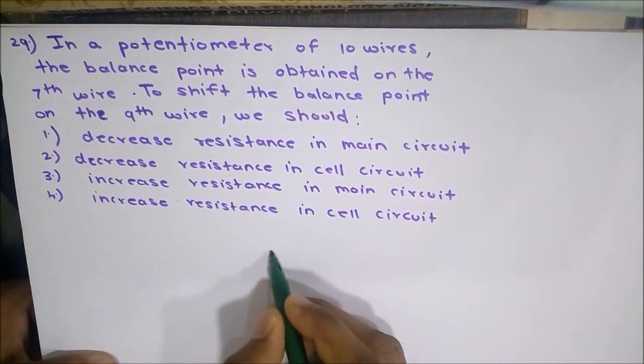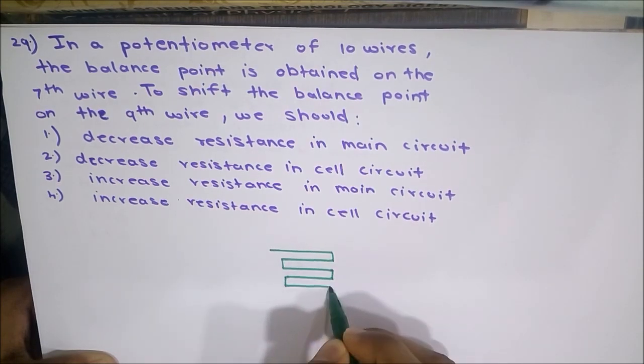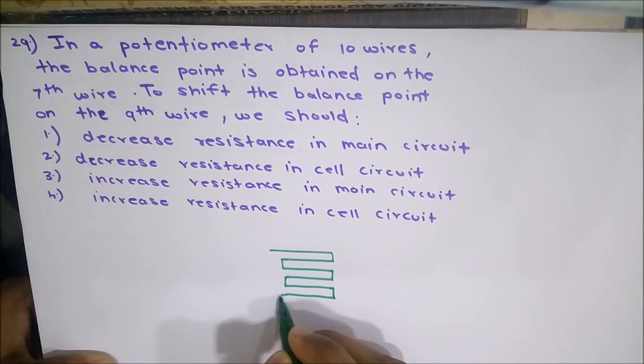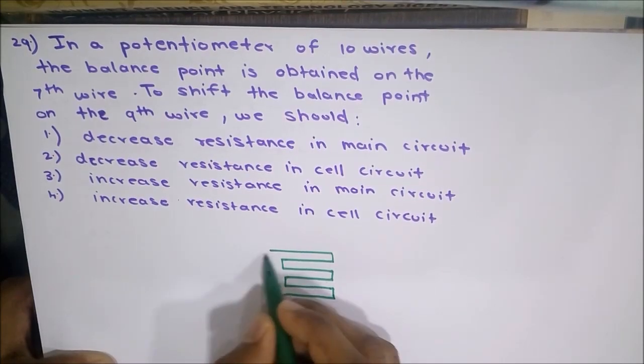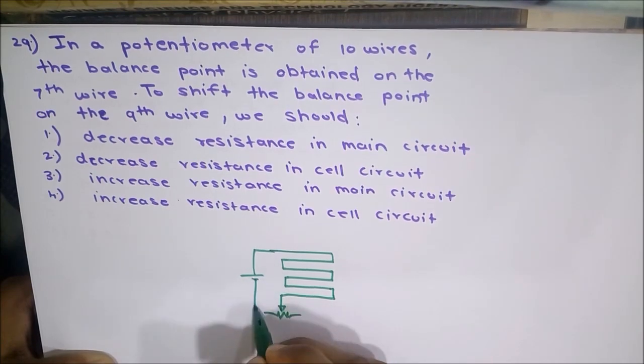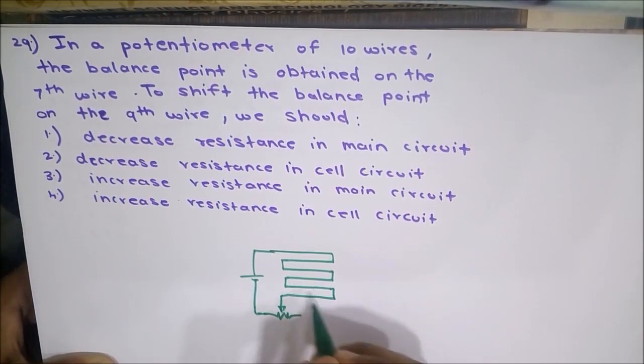increase resistance in the main circuit, and increase resistance in the cell circuit. Let us draw a potentiometer of, say, this many wires. This is connected to a rheostat. So the rheostat here acts as an external resistance.